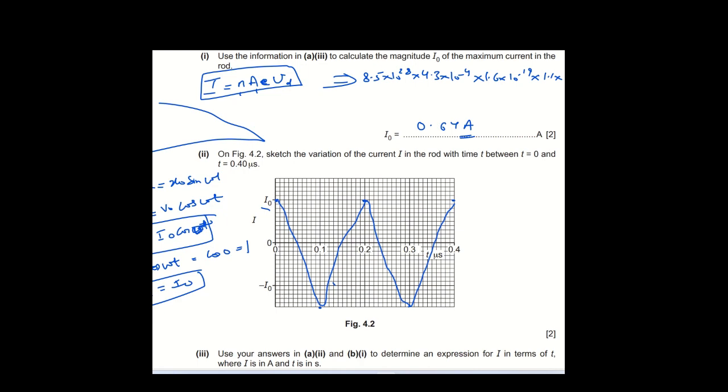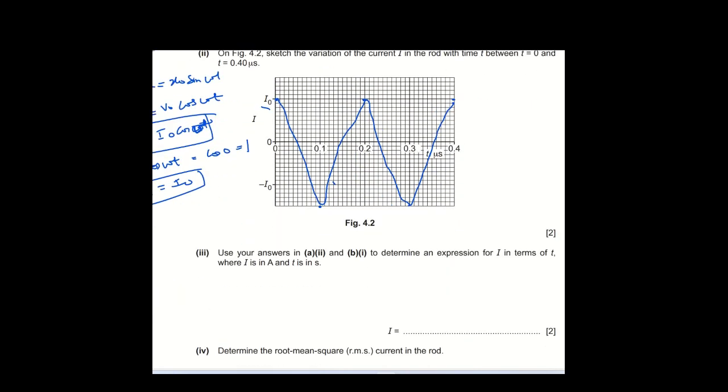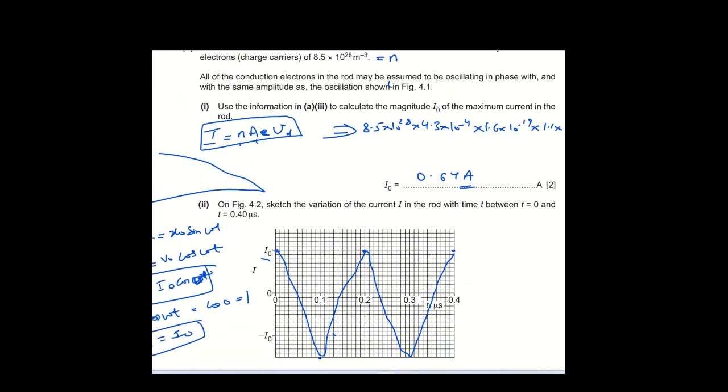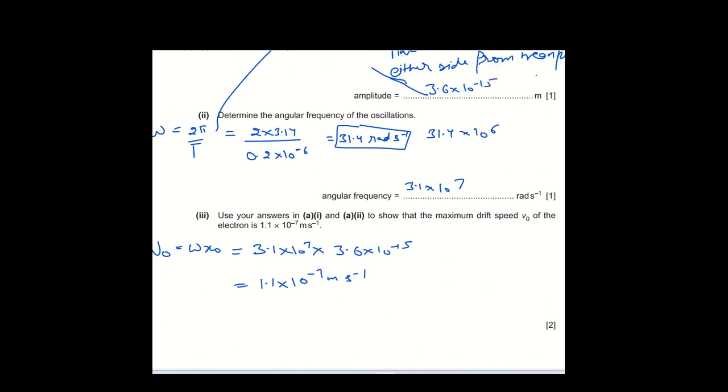So this will be the curve. Now third is use your answer to determine an expression for I in terms of t. So the equation for I that I have written here is I equals I naught cos omega t, where I naught is the maximum value and omega is the angular frequency. Maximum value is 0.64 and angular frequency is 3.1 into 10 raised to power 7.